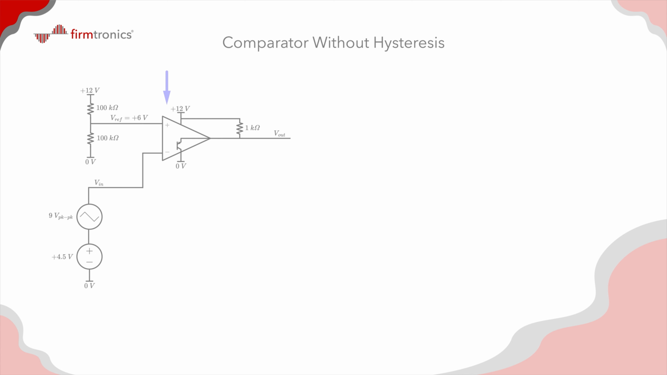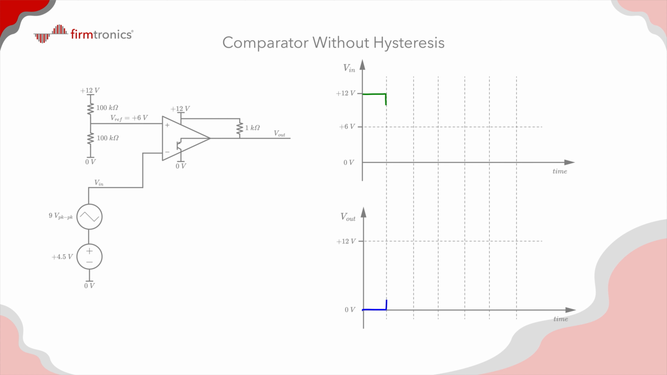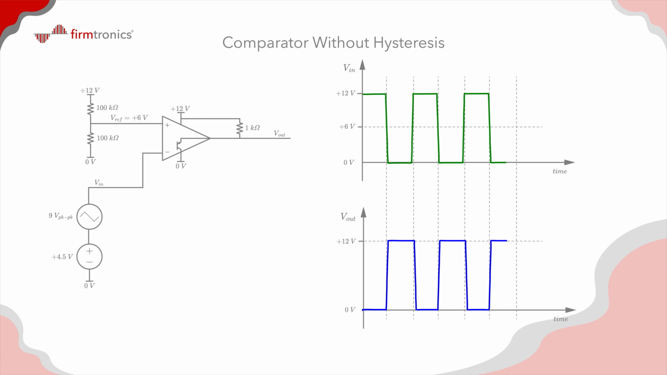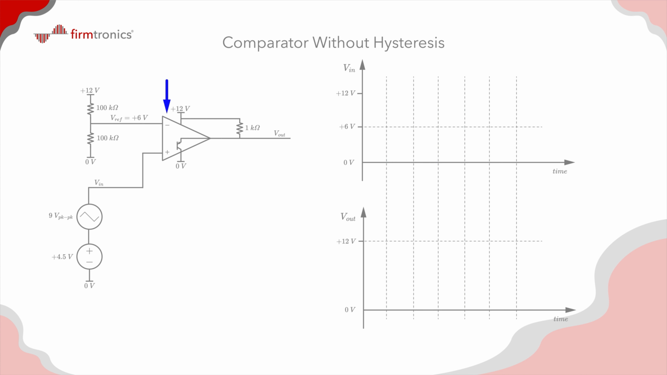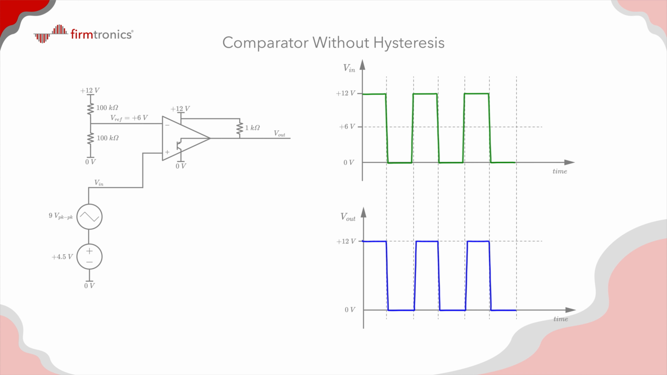Connecting the reference to the non-inverting terminal in the following circuit means that when the input is higher than the 6 volt reference, the output will swing low, and when the input is lower than the reference, it will swing high. If we reverse the connections and connect the reference to the inverting terminal, then when the input is higher than the reference, the output will swing high, and when it's lower than the reference, it will swing low.